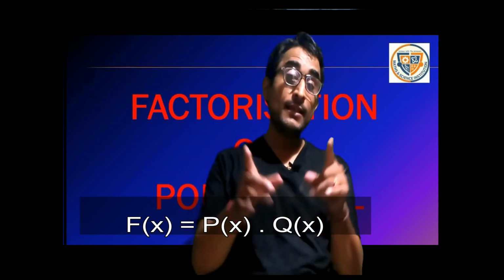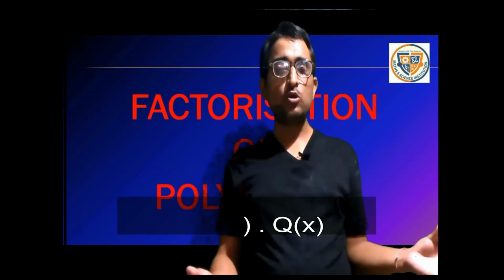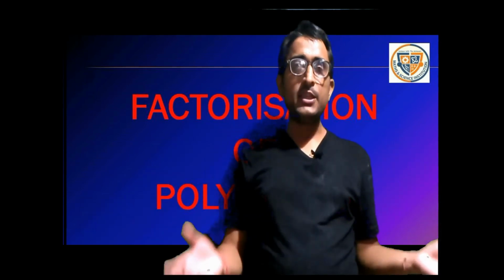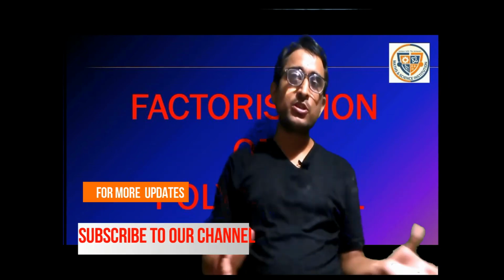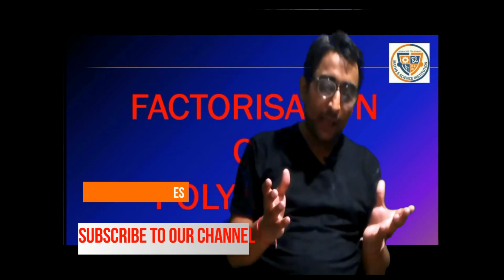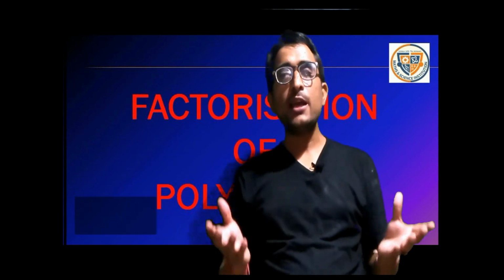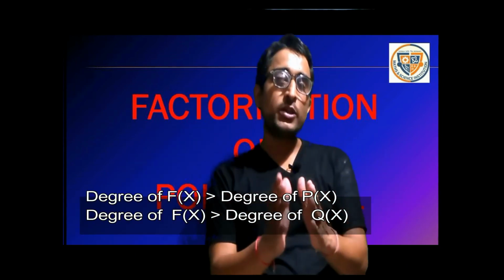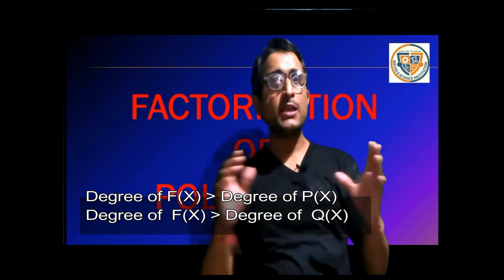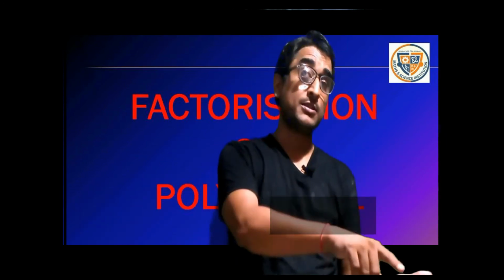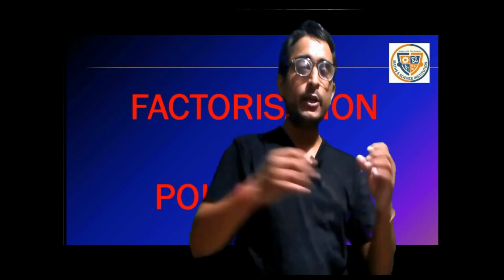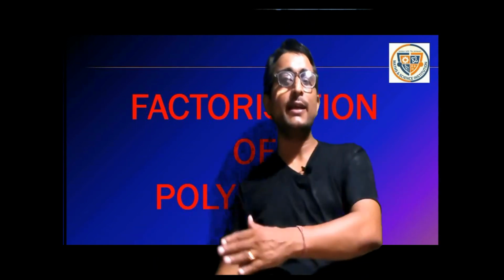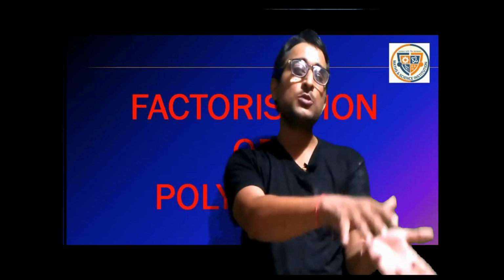But the main thing that also tells about the purpose of factorization is that we factorize just to reduce the degree of a polynomial. Suppose I have f(x) and I have factorized it into p(x) into q(x). You will always notice that the degrees of p(x) and q(x) are always less than that of f(x). So I am converting f(x) into polynomials which have lesser degree, meaning a simpler form. I am converting a complex polynomial into more and more simpler polynomials.